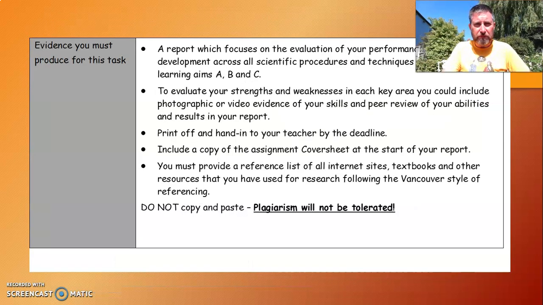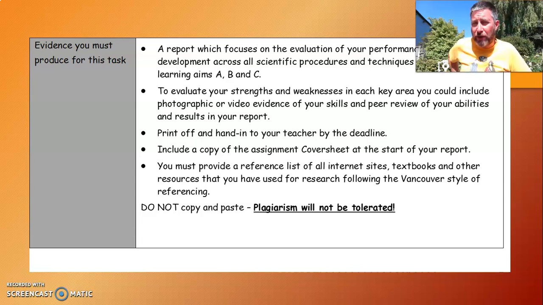So, what are you going to produce? You're going to produce a report which focuses on the evaluation of your performance and skill development across all scientific procedures and techniques carried out in learning aims A, B and C. So the titration, the colorimetry, the calorimetry and the chromatography. Evaluate your strengths and weaknesses in each key area. You could include photographic or video evidence of your skills and peer review of your abilities and results in your report.